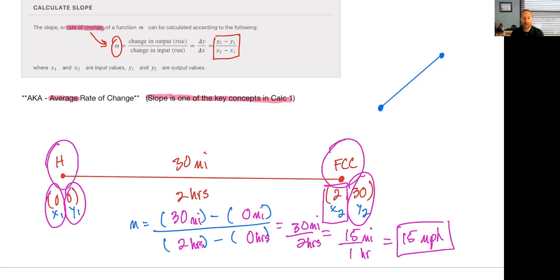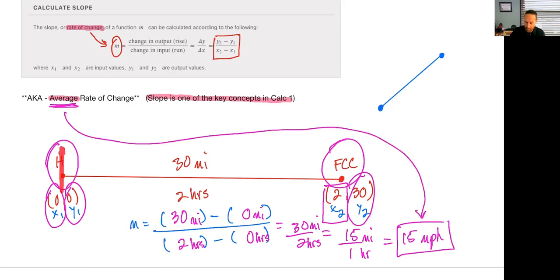That, my friends, is what would be called the rate of change that I traveled from home to work. But remember, that doesn't mean I jumped on my bike and immediately started going 15 miles an hour all the way until I got to work and stopped. Nope. Remember, this is the average rate of change that I traveled in that distance and that time.